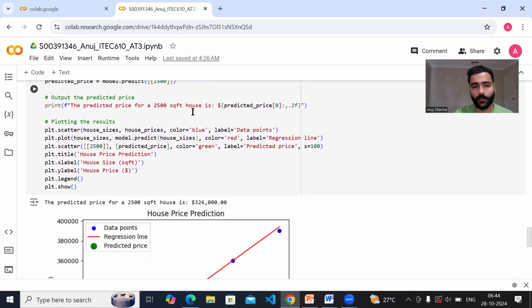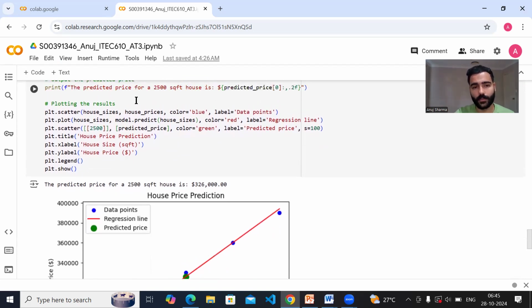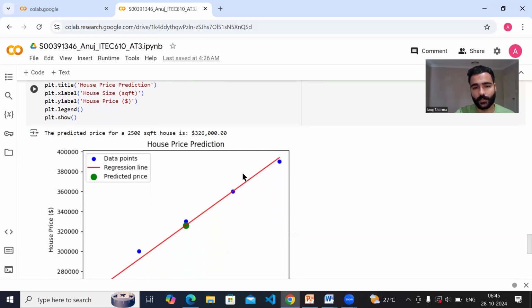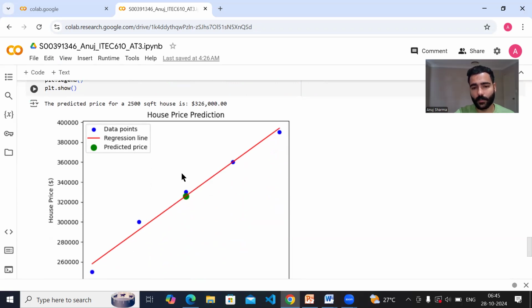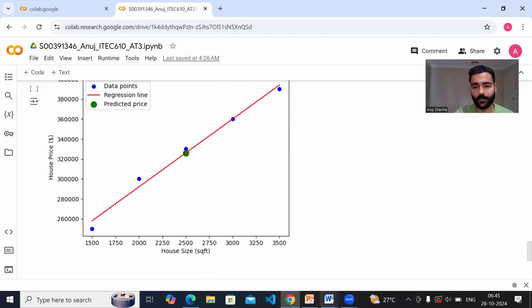And after predicting the value, I would like to show it using a plot. Plotting the results, we got this result, and that is our regression line, and the blue dots show the data points that we already have, and that is the prediction which is on the line. That was the Colab file.